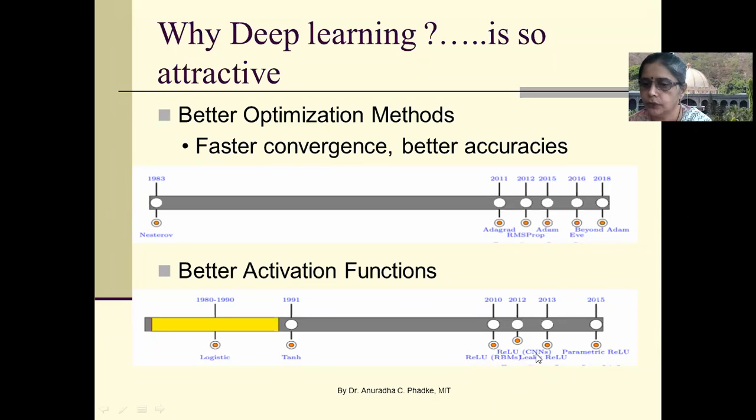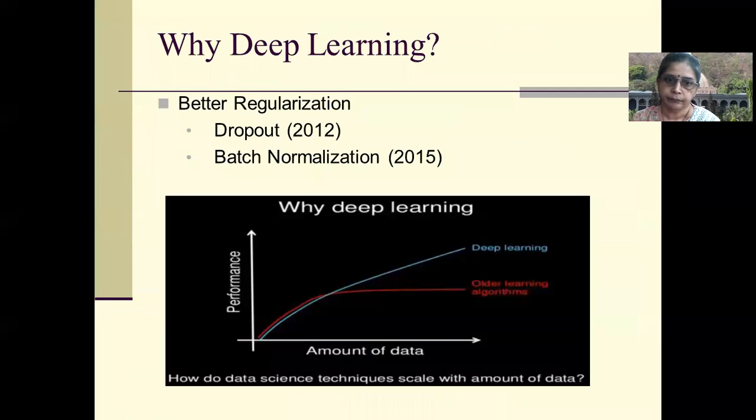So for convolution neural networks, which is an example of deep neural network, usually ReLU or leaky ReLU activation function is preferred over other activation functions. Then with deep learning, for better regularization, we can go for dropout architecture, and we can use batch normalization techniques.